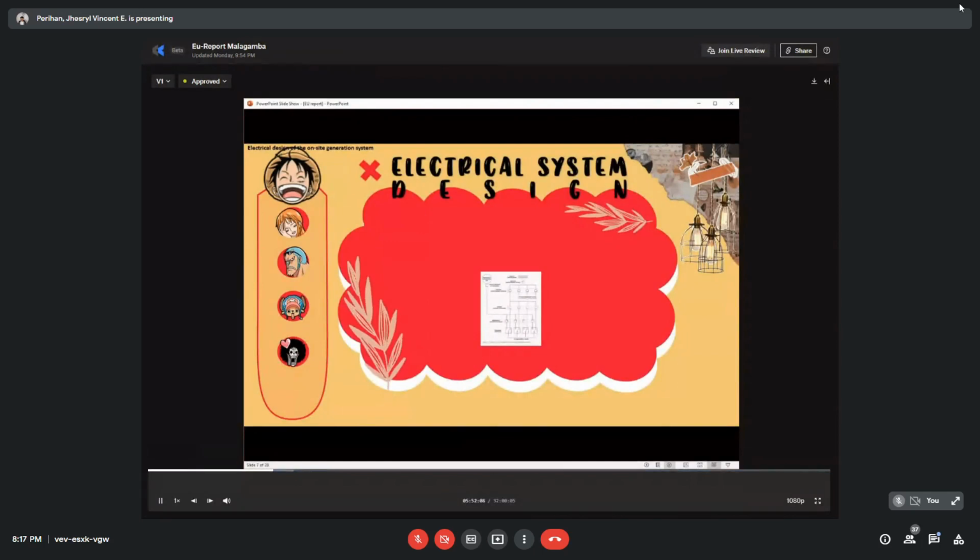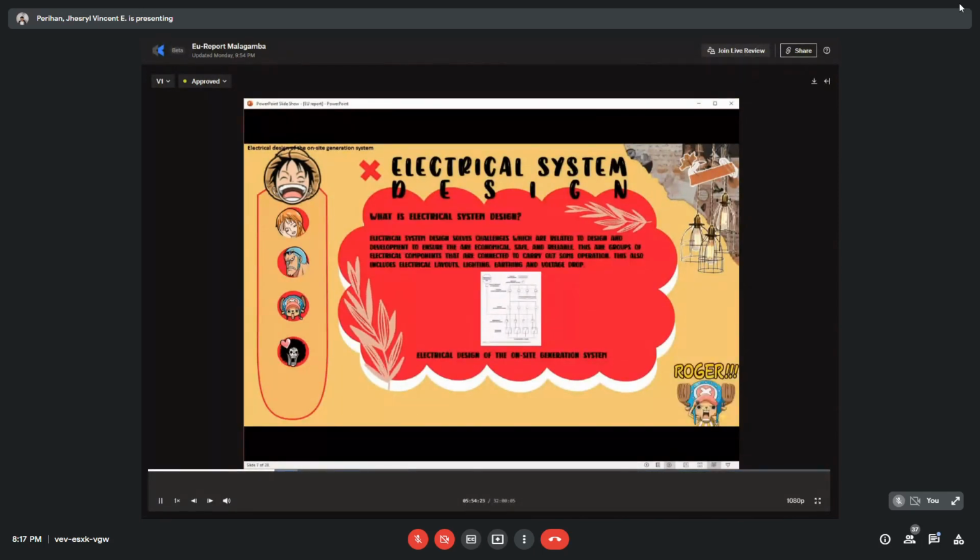So next is the electrical system design. So what is an electrical system design? Electrical system design solves challenges which are related to design and development to ensure that they are economical, safe, and reliable. These are groups of electrical components that are connected to carry out some operation. This includes electrical layouts, lighting, earthing, and voltage drop. So here is an example of electrical design of the on-site generation system.